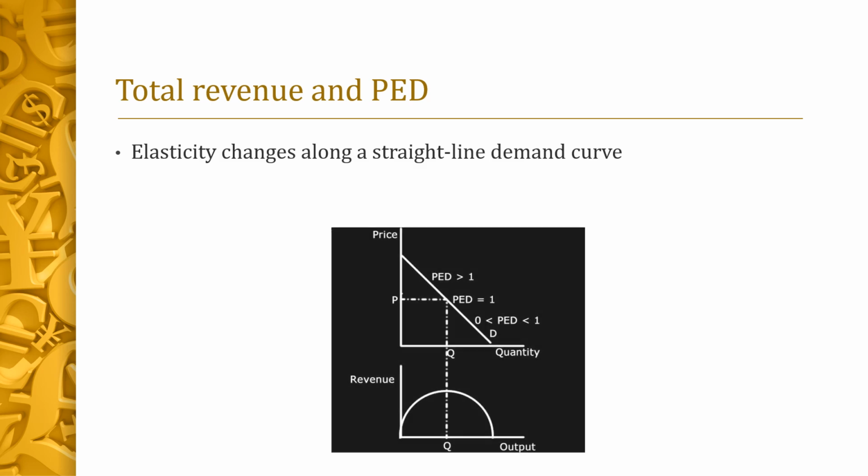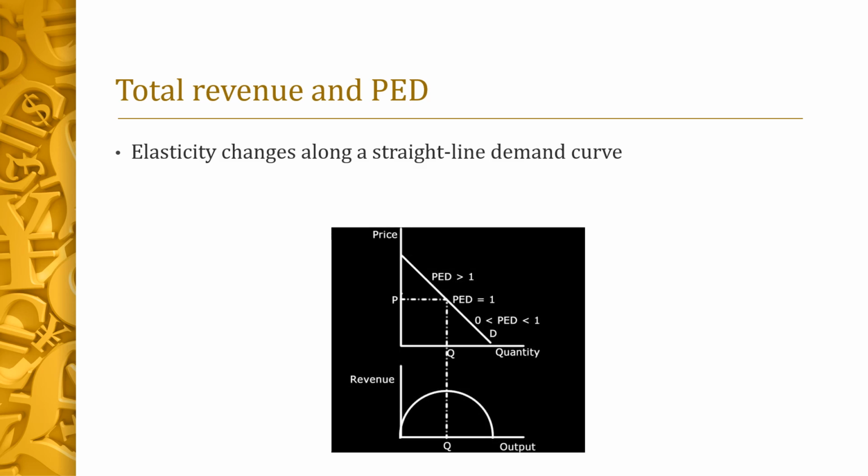Elasticity changes along a straight line demand curve. Revenue is maximised when PED is 1. If we have a look at the revenue graph below that translates from our straight line demand curve, you can see that at the extremes we have a situation where the price is so high that the quantity demanded is nothing, and so revenue is 0, or a situation where we're producing and giving away a lot of product, but the price that we're selling it for is 0, so once again we're getting a revenue of 0.